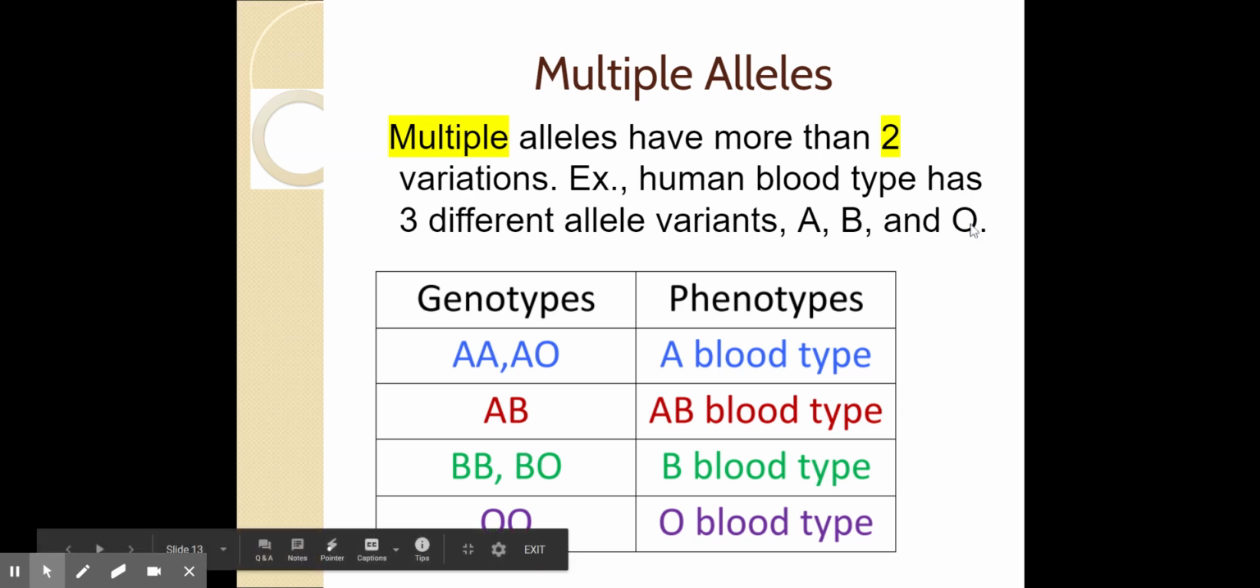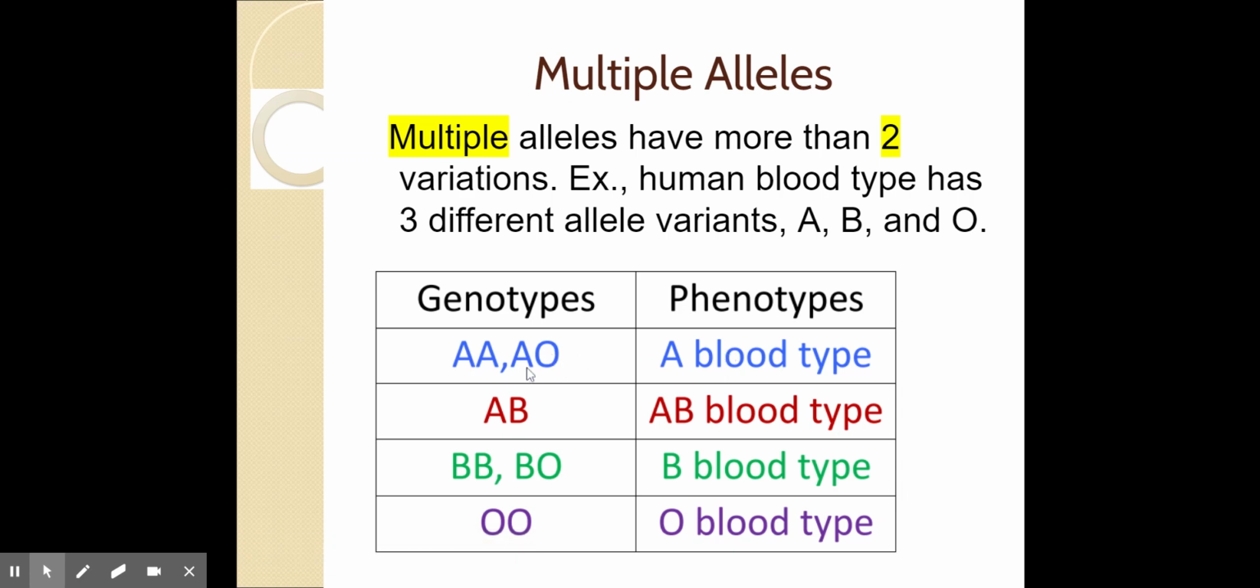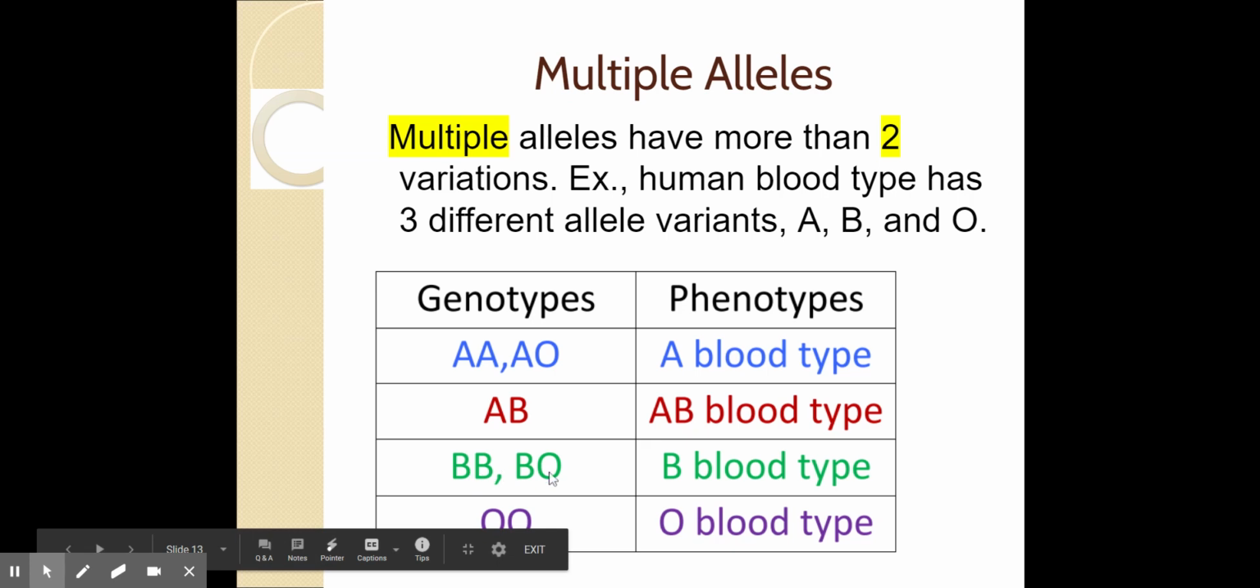So O is recessive, just like we've been talking about. So if you get 2 A's, you have blood type A. If you get an A and an O, O is recessive, so the A takes over and you still have A blood. If you get an A and a B, you have blood type AB because they're both showing up. If you get 2 B's, you have B. You get B and the recessive O, that B takes over and you get B blood type. The only way to have O blood type is to have 2 O's.